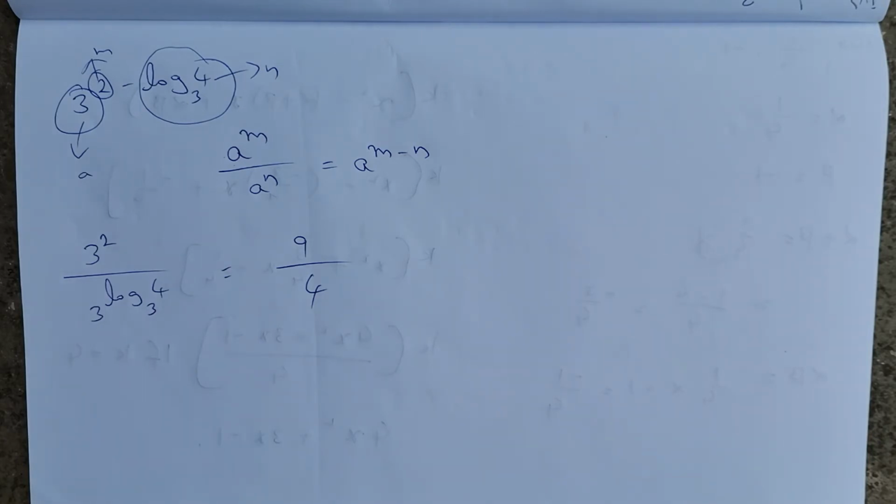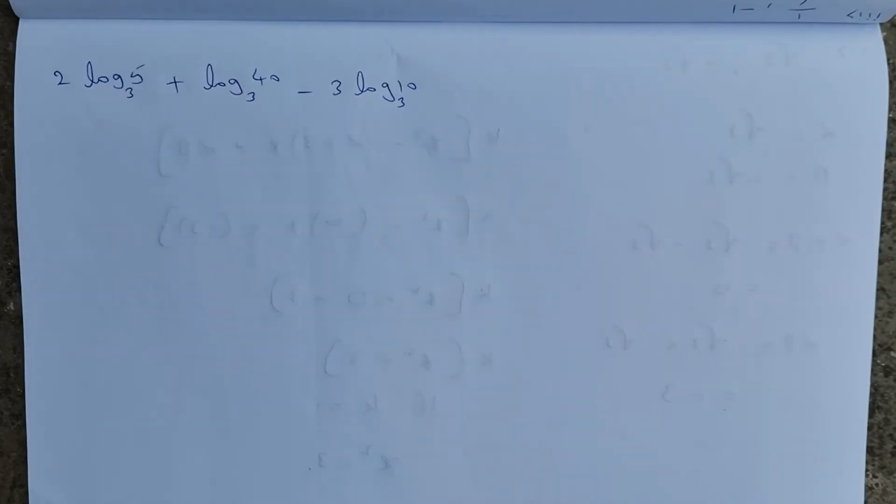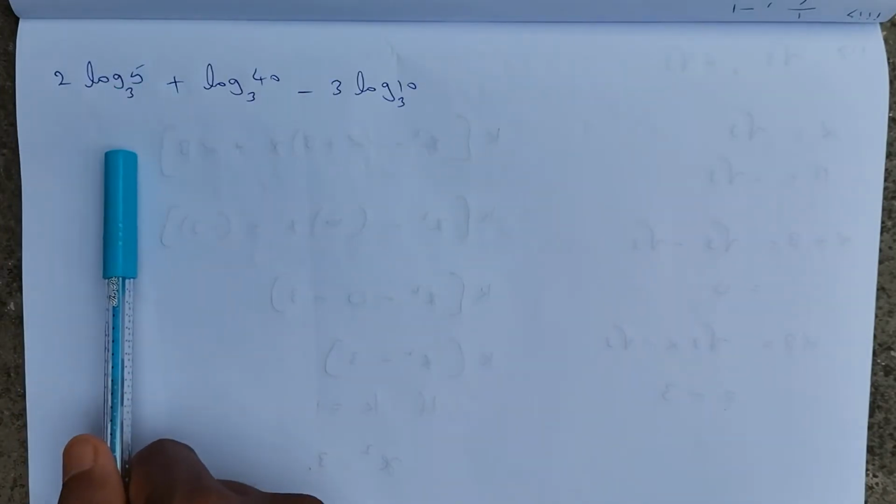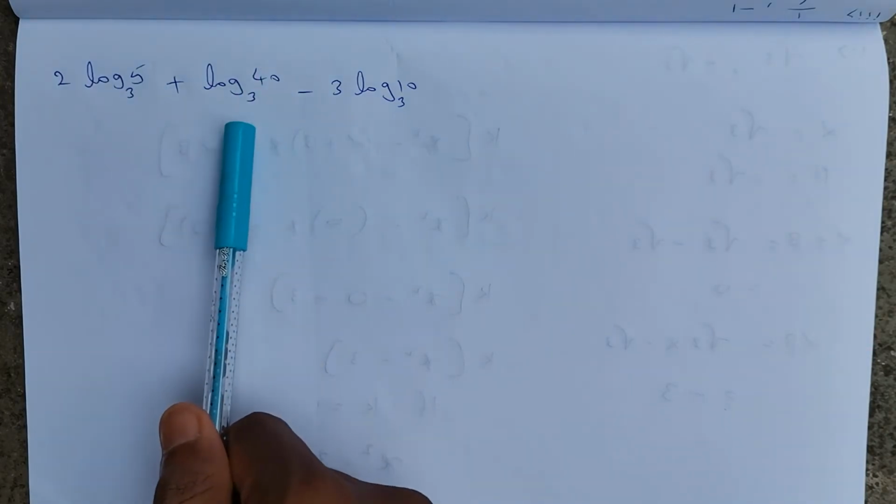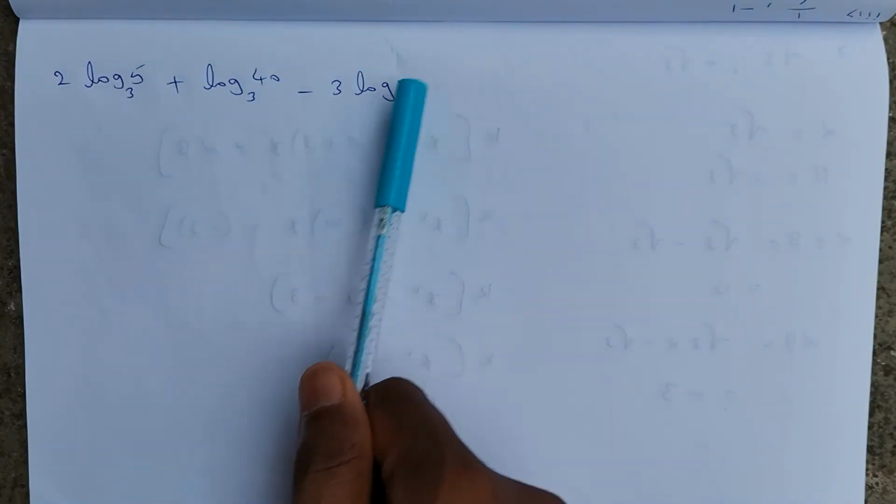Okay, till now we solved some problems based on a particular formula only. Now let us combine all the formulas together and solve some problems. The question is 2 into log 5 base 3 plus log 40 base 3 minus 3 into log 10 base 3. This is the expanded form of a logarithm. We just need to make it simple, or write it as a single logarithm.